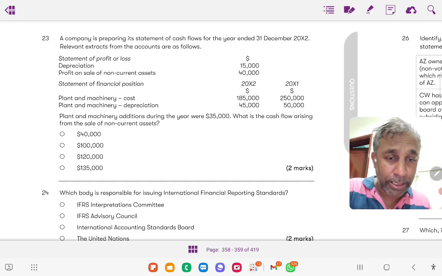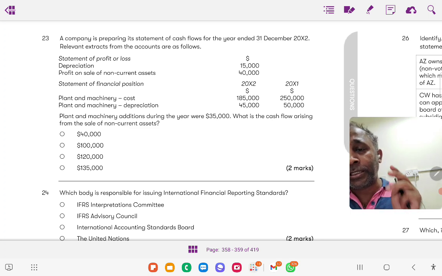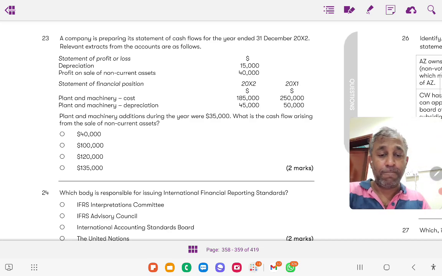What is the question they're asking? What is the cash flow arising from the sale of non-current asset? The answer is 120. So that is the third option for question number 23.